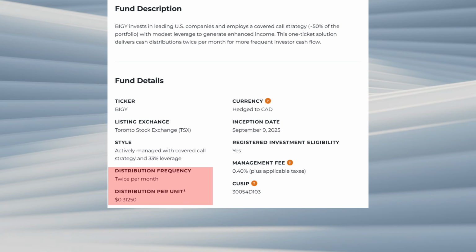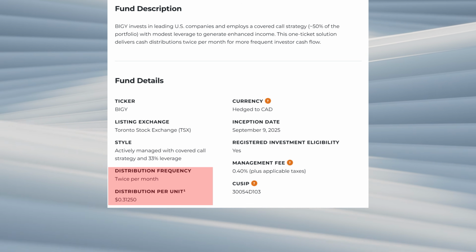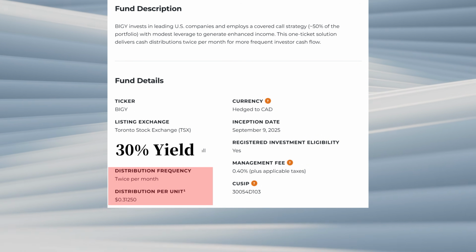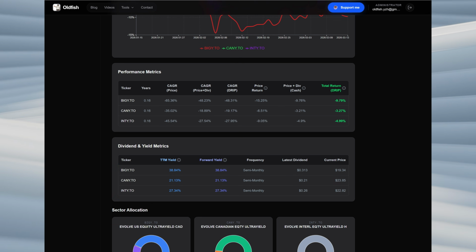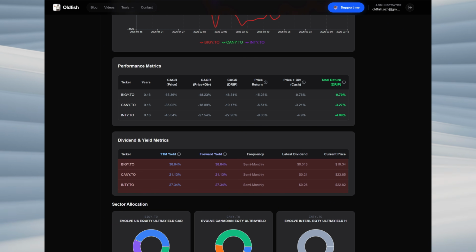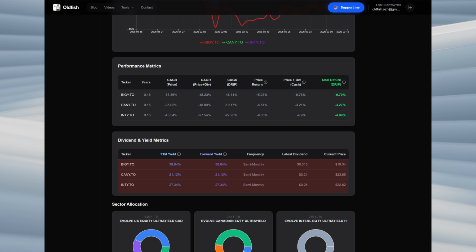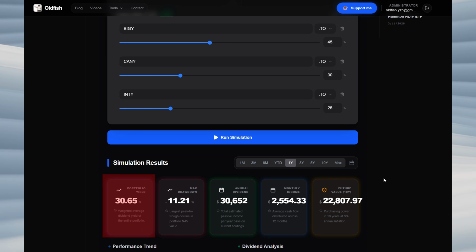Currently, EASY pays out twice a month, with a distribution of $0.31 per share. At current prices, that puts the yield at roughly 30%. If we look at the components, BIGI yields about 38.84%, CANI is at 21.13%, and INTI is at 27.34%. Weighted together, it lands right at 30%. This confirms that EASY is using a full pass-through strategy, distributing all dividends from the underlying ETFs without retaining any earnings. So, is EASY worth buying?